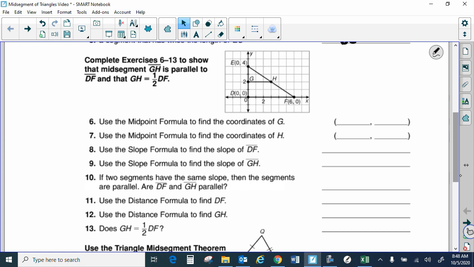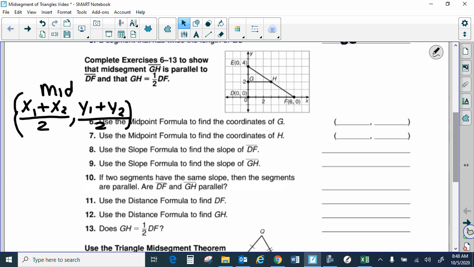Okay. All right, down here now, use the midpoint formula to find the coordinates of G. Well, remember the midpoint formula, we've already dealt with this: x sub 1 plus x sub 2 divided by 2, which is the average of the x's, comma, the average of the y's. That's it. So there's your midpoint formula. So write that down. To find the coordinates of G, in this case G is really easy because it's a vertical segment. The distance from 0 to 4 is 4. Half of that is 2. And the x coordinate remains the same. So it's (0, 2).